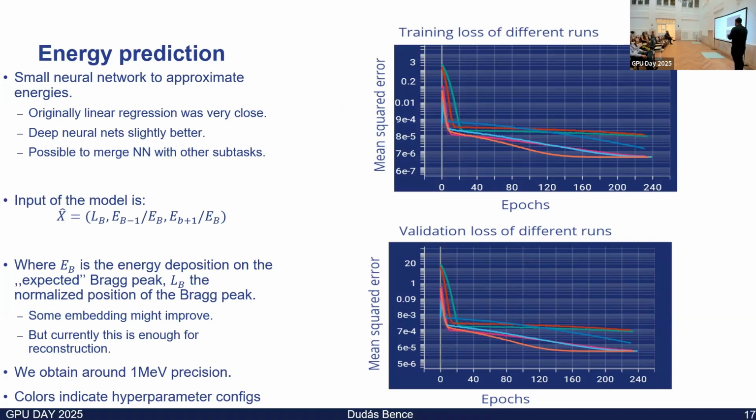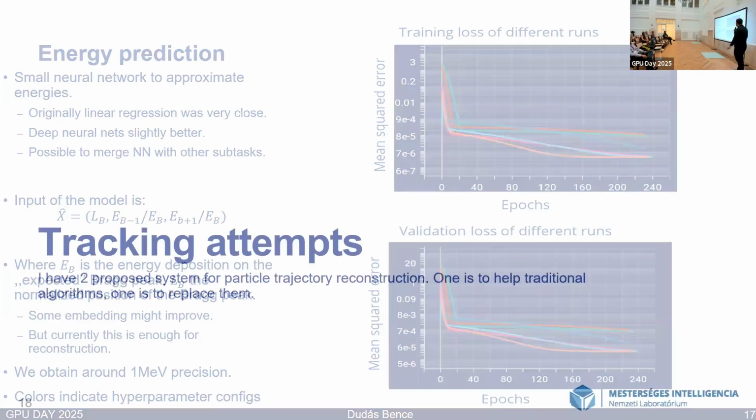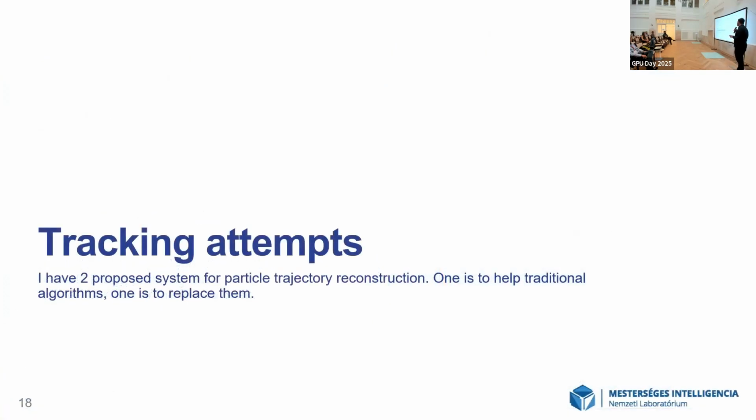And this is enough for the medical imaging as far as I know, and Jofi will talk about this later. Here, just for illustration, we use multiple hyperparameter sets for very small multi-layer perceptrons to predict energies. And now I will talk a little bit about a more interesting part, the track reconstruction.